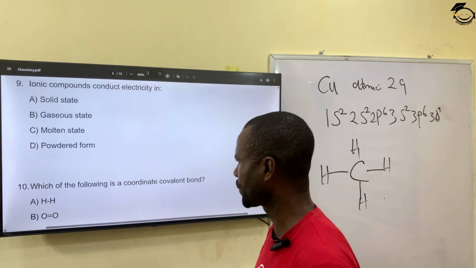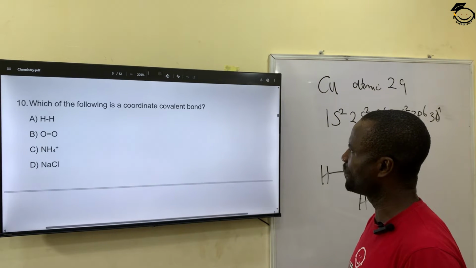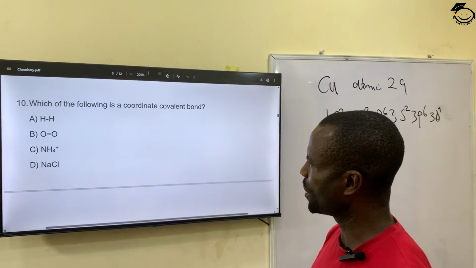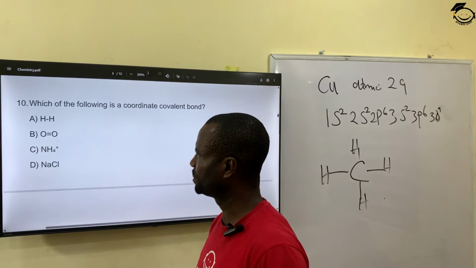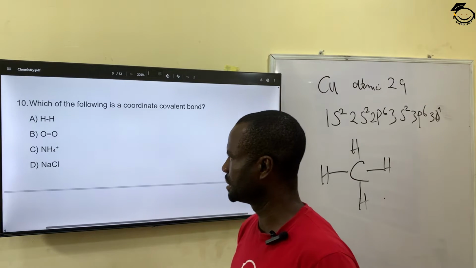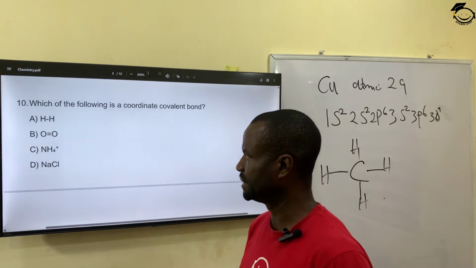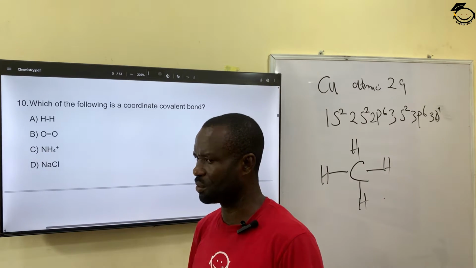Number 10. Which of the following is a coordinate covalent bond? This is hydrogen bond, no. Oxygen molecules, ammonium ion, sodium chloride. The correct answer is ammonium ion, which is C.